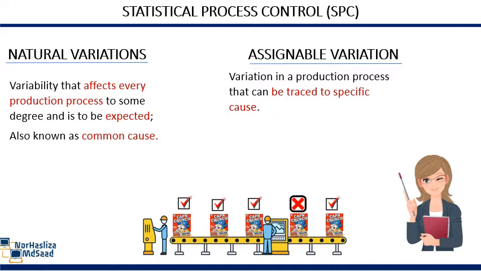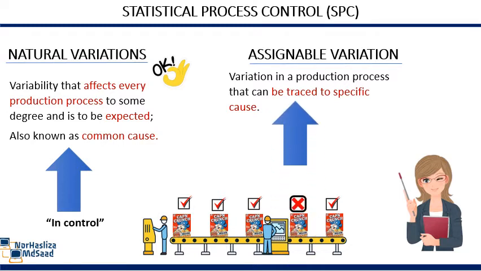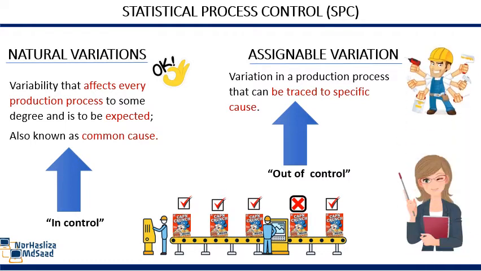Natural and assignable variations distinguish two tasks for the operations manager. For natural variation, the task is to ensure that the process is capable of operating under control with only natural variation. For assignable variation, the task is to identify and eliminate assignable variation so that the process will remain under control.